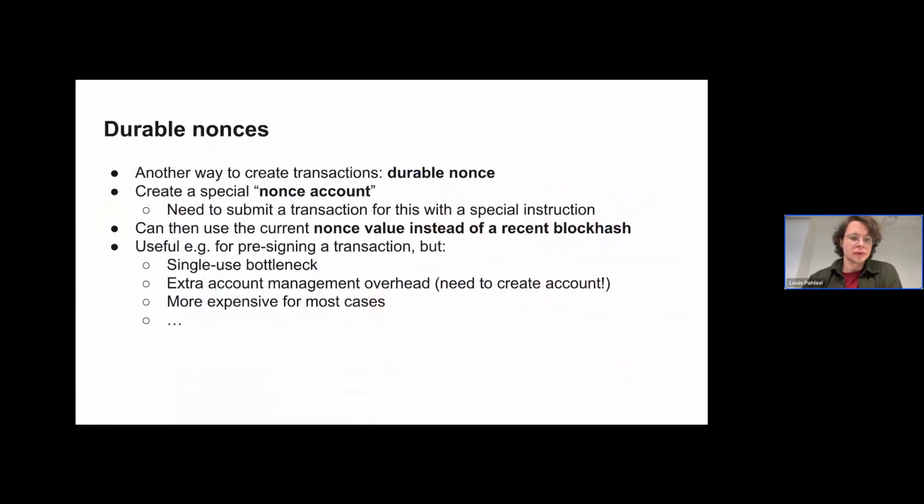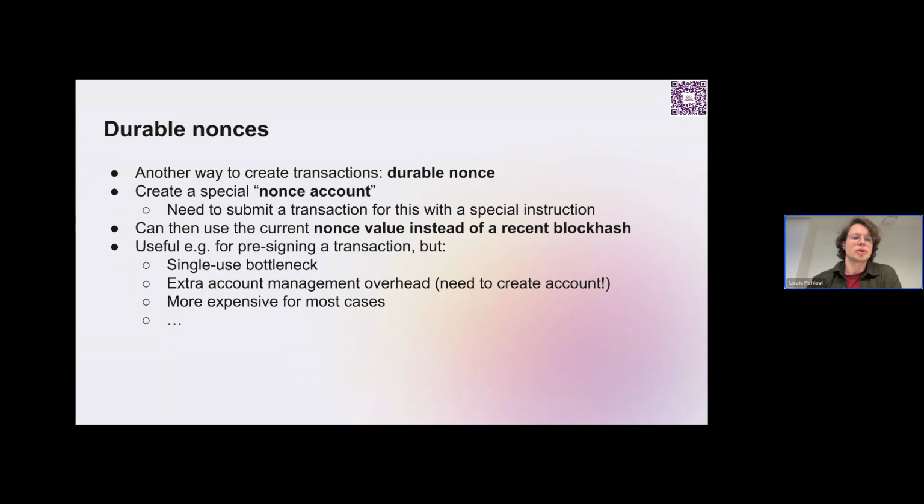So as a short aside, some of you might be aware that there is actually a bit of a caveat to proof of history. There is an alternative on Solana for building transactions to fetching a recent block hash, because this is kind of annoying, right? On the ICP. And there is an alternative, and this is called durable nonce.